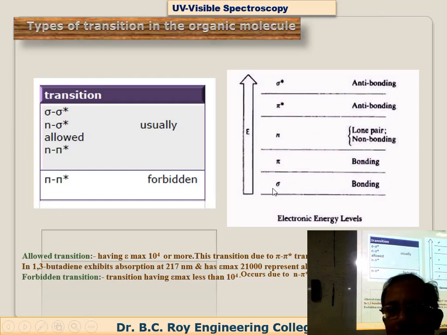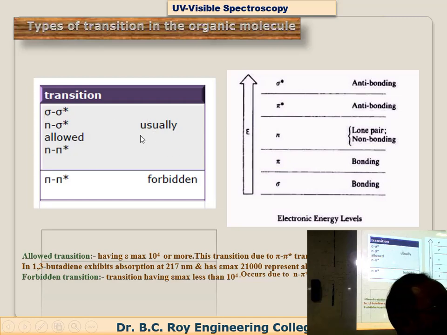So now, what are the possible transitions? Sigma to sigma star. Sigma to pi never happens. Why? Because pi is in one plane and sigma is in another plane, perpendicular. Transition means jumping an electron from this level to that level. So sigma to pi is not possible. These are the possible transitions, and out of that, this one is forbidden. Forbidden means it will happen very little.